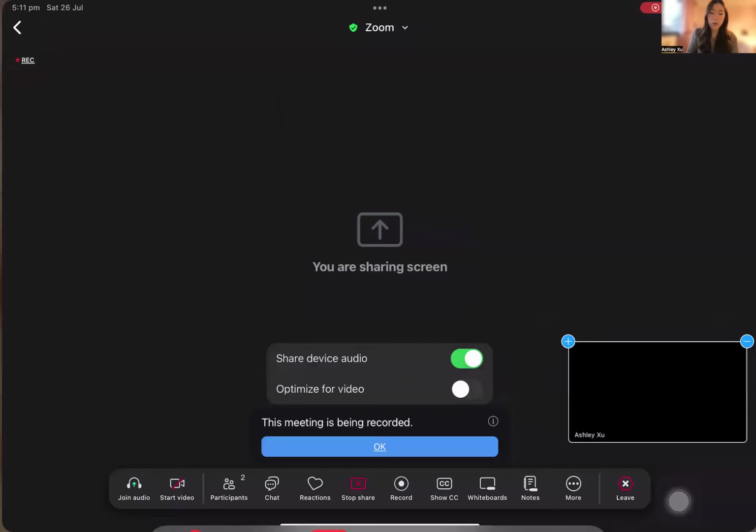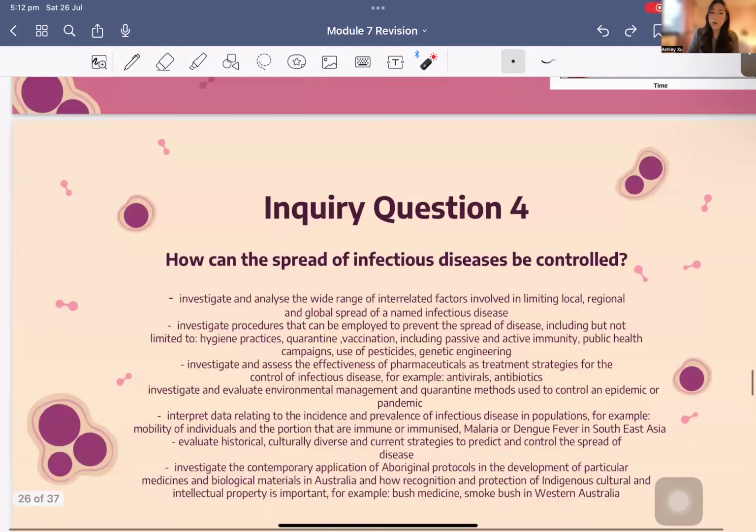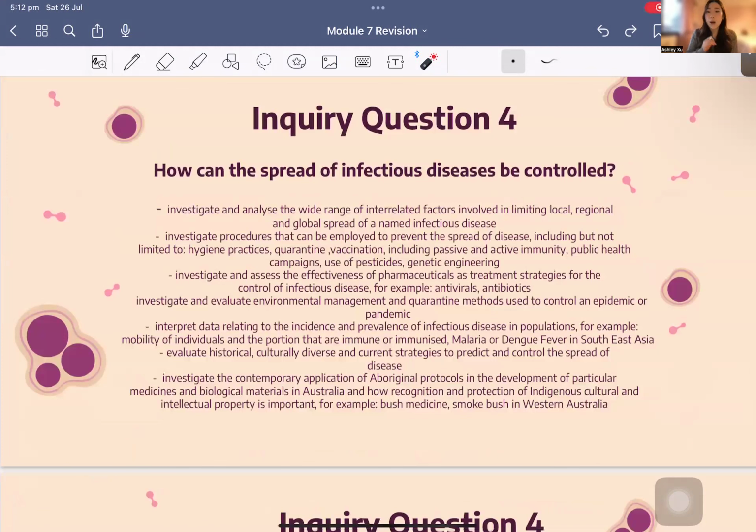Right, so we did go into different types of pathogens, the chain of infection, and how pathogens can spread. And then in the second video, we went through how the immune system in plants and animals responds to different types of pathogens. Now we're into inquiry question 4, looking at how infectious diseases can be controlled.